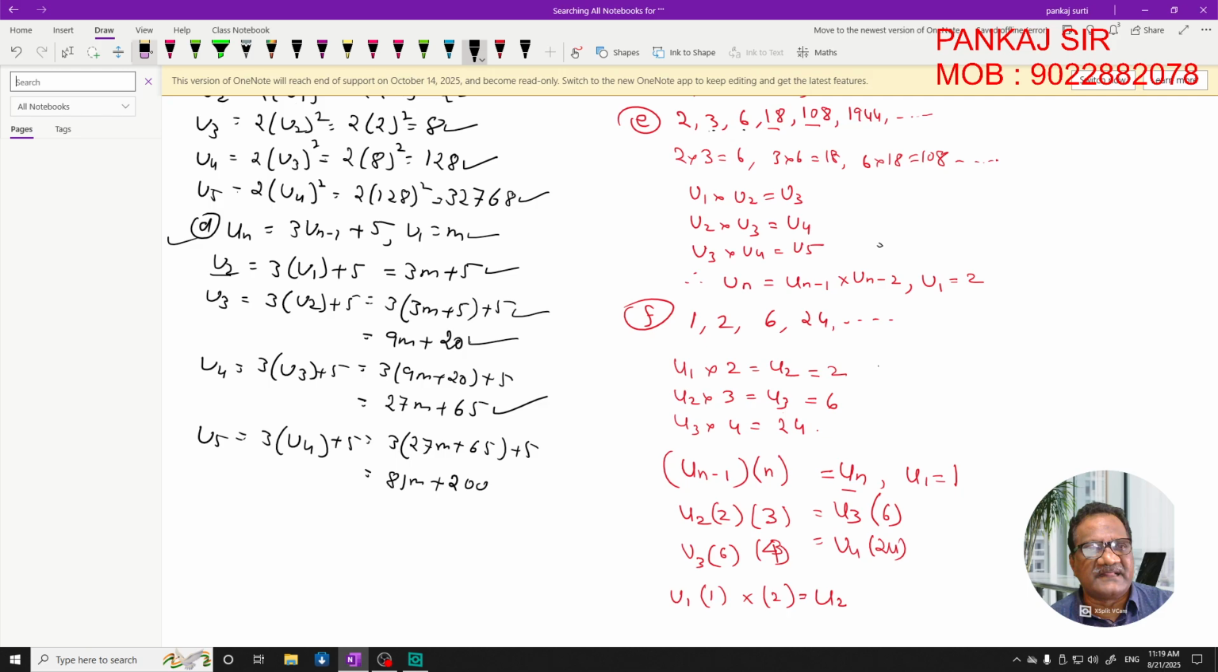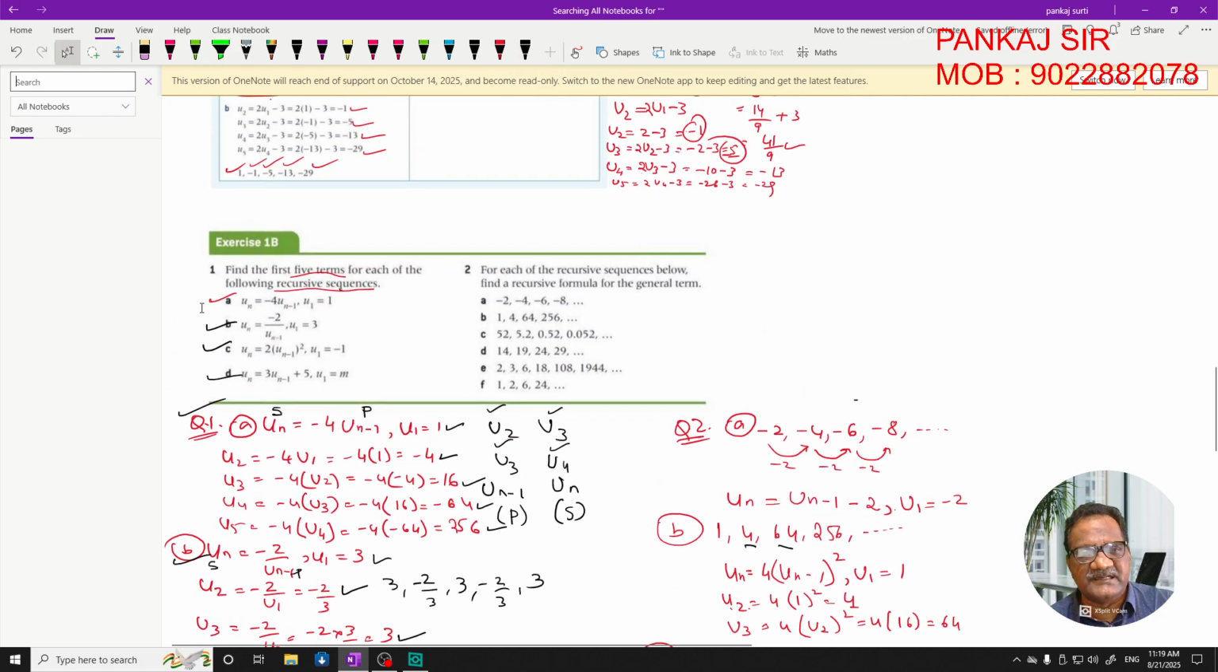And the last term, that is the fifth term, will be what? The first, second, third, and fourth. Fifth term will be 3 times u4. Fourth term is 27m plus 65. 3 into 27m plus 65 plus the 5. That will work out to 81m plus 200. Question number 1, A, B, C, D, all 4 we have worked out. Let us go to question number 2.